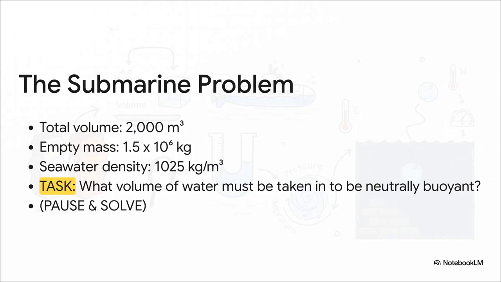Okay, here's the setup. We have a submarine with a set volume and a known mass when it's empty. The goal is to achieve neutral buoyancy. That means it just hovers in the water, not sinking, not rising. To do this, it sucks seawater into its ballast tanks. Your job is to figure out the volume of water it needs to take in. Go ahead, hit pause and see if you can crack this one.